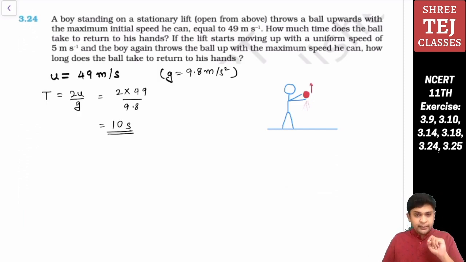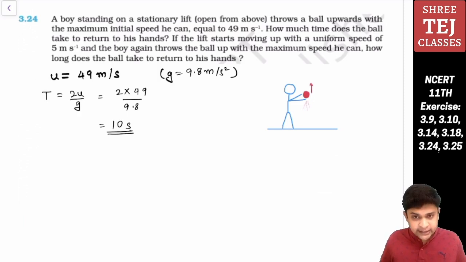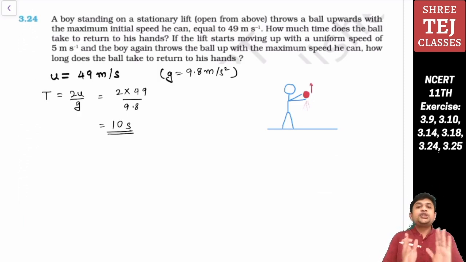Now remember, with respect to the boy, initial speed of the ball would be 0 and he would throw it with 49 meter per second. Okay, so the situation has not changed. For a person standing on the ground, they would feel that the ball has started with 54 meter per second and the boy will move up and then catch it a bit earlier.